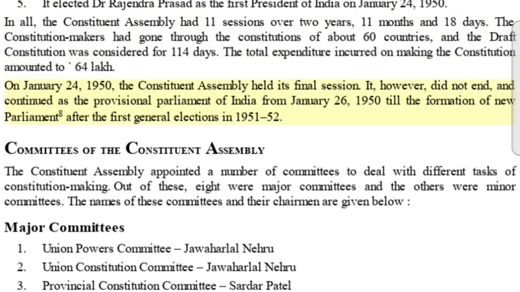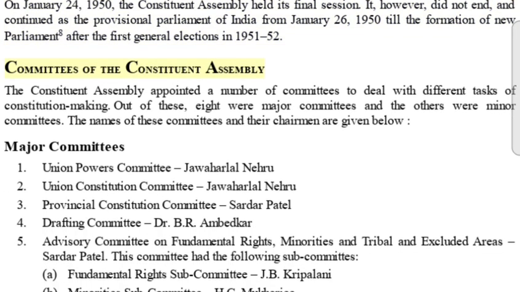On January 24, 1950, the Constituent Assembly held its final session. It, however, did not end, and continued as the Provisional Parliament of India from January 26, 1950 till the formation of new Parliament after the first general elections in 1951–52.